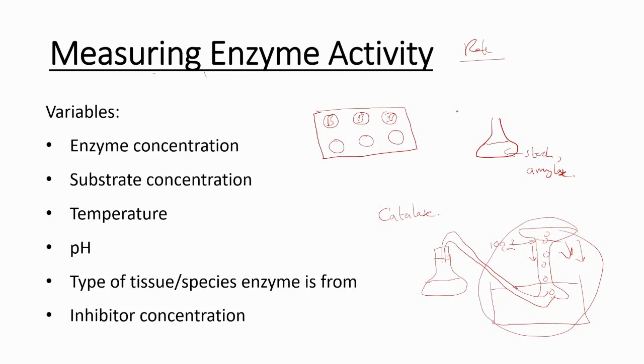Now, in order to calculate the rate, it's quite important to understand that the rate is the change divided by the time. And this is what we call rate. So the change could be the volume of gas produced divided by the time, or the change could be 1 over time. If we're looking at how long it takes for the color to change, here in this experiment with the amylase, you're going to inverse the time to work out the rate.